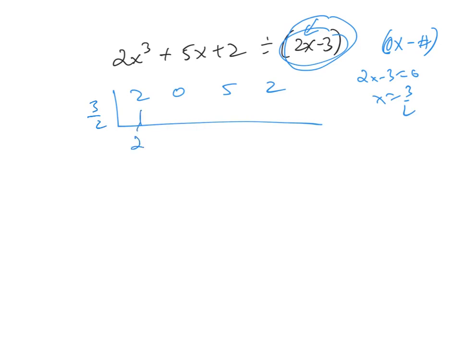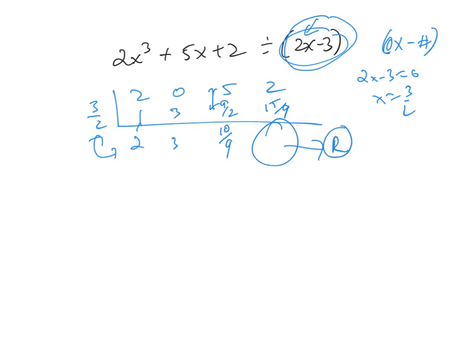You bring down the 2, you multiply, now you multiply these, which becomes 3, take 3, then you have 9 over 2, then we have 19 over 2 when you add these two numbers, fractions, and then again, we multiply these, we end up getting, I believe, 15 over 9, and then this piece will be the remainder. I'm not going to actually add fractions.